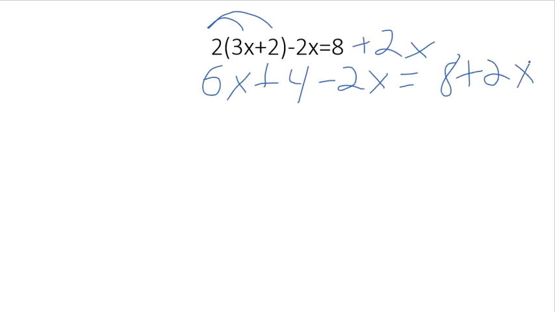We now need to check to see if there's anything we can combine. On the left side, we've got a 6x and a minus 2x. So if we have 6x minus 2x, that's going to leave us with a 4x. We haven't combined the 4 with anything, so we'll just write it the way it is. And then on the right side, we only have 8 and 2x, nothing we can combine there. So we write it the way it is.